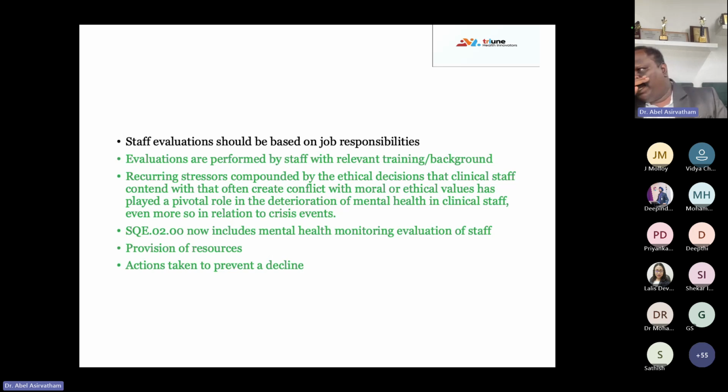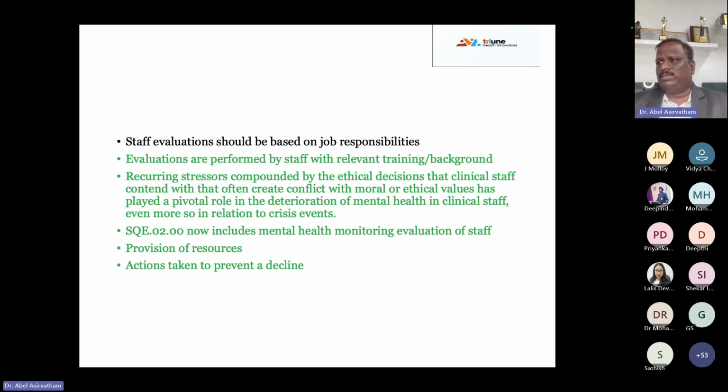Recurring stresses compounded by ethical decisions that clinical staff contend with, that often create conflict with moral ethical values, play a pivotal role in deterioration of mental health. So SQE2 now includes mental health monitoring and evaluation of staff also. Okay, again that can be an escalation matrix. For example, immediately when there's an issue, they can report to the immediate manager, and then if more help is needed, they can probably refer the person to a clinical psychologist or a psychiatrist. Okay, and again a hospital can probably define a policy. There is no one best way of doing things. Each hospital is free to have their own policy for this.